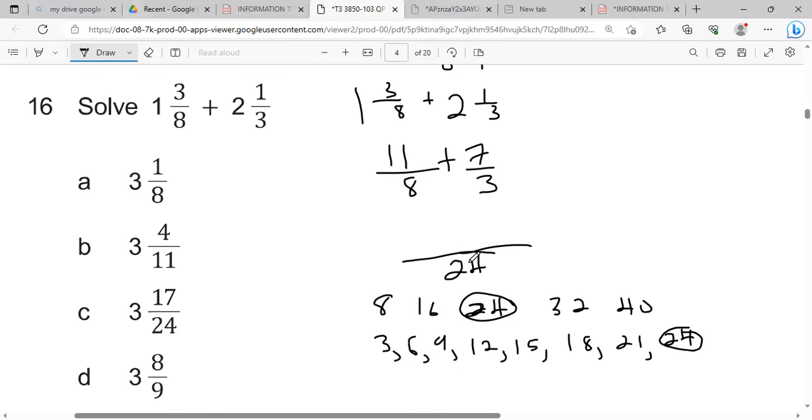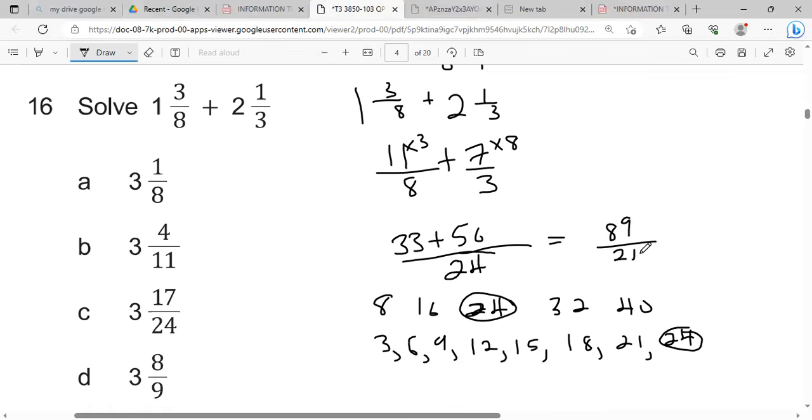8 into this goes 3 times, so we multiply 11 by 3, which gives us 33. Put our plus sign, 3 into 24 goes 8 times, 8 times 7 gives us 56. All we have to do now is just add 6 and 3, 9, 5 and 3, 8. So that's 89 over 24.